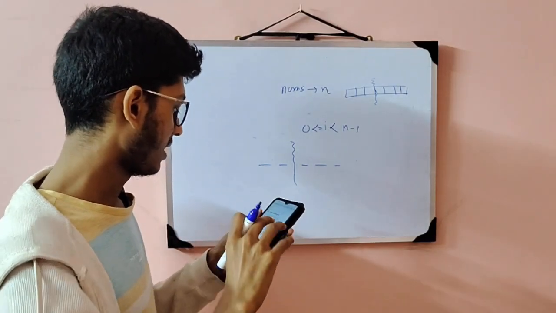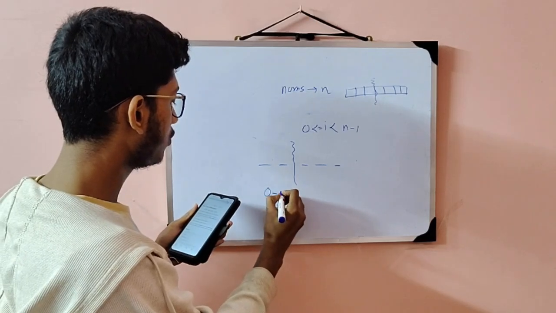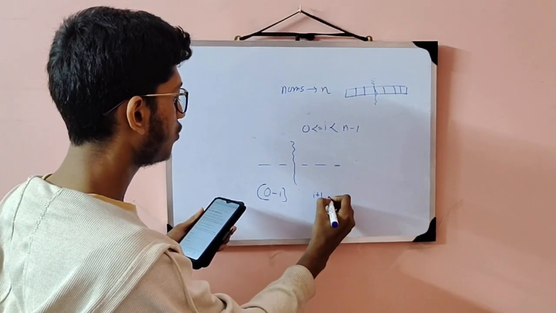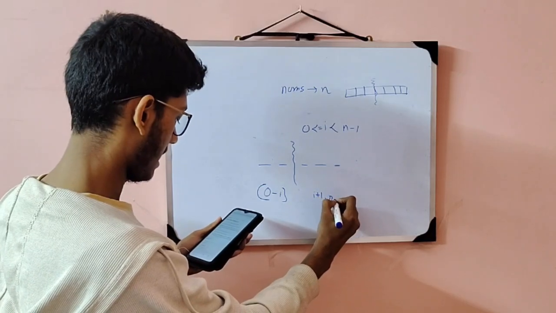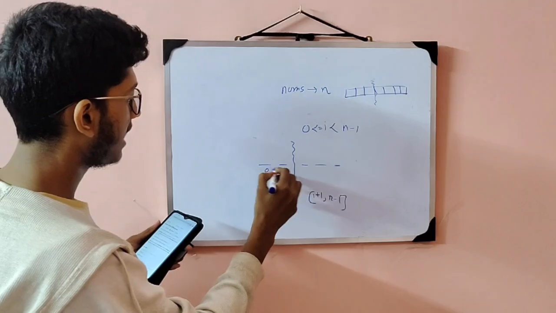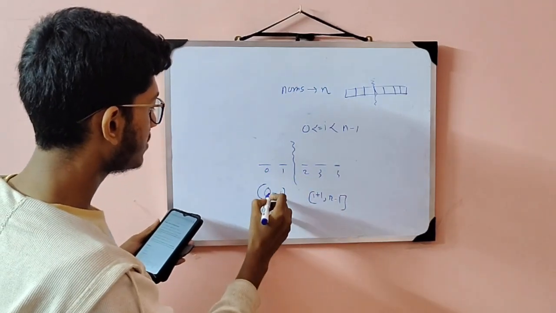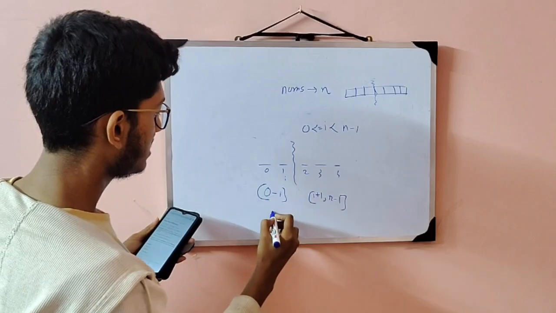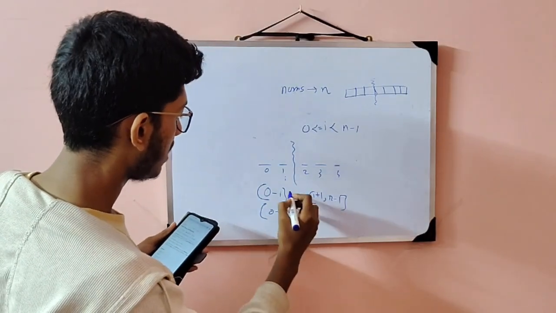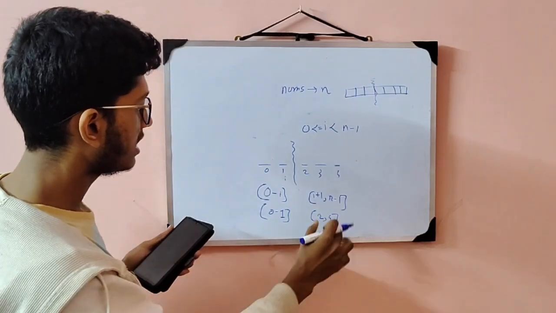And the indices of the left subarray will be 0 to i, and of the right subarray will be i plus 1 to n minus 1, right? So suppose this is our array 0 1 2 3 4, and i is 1. Our left subarray is from 0 to i, means 0 to 1, and our right subarray is i plus 1, that is 2 to 4, both inclusive.